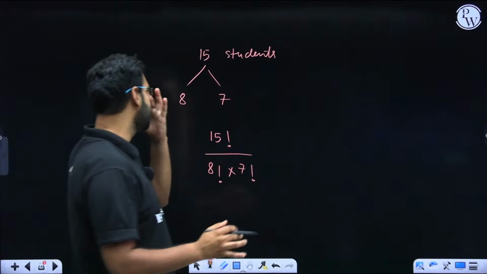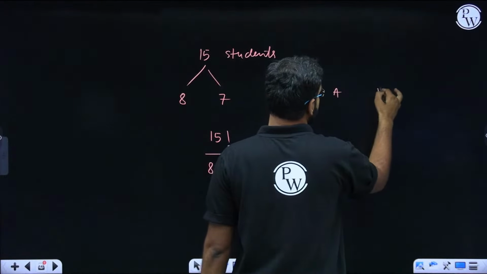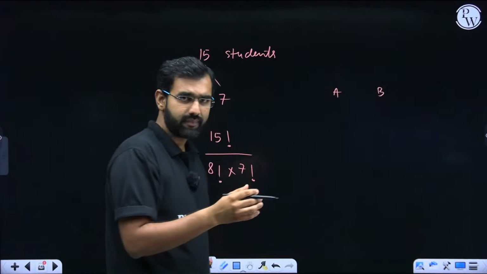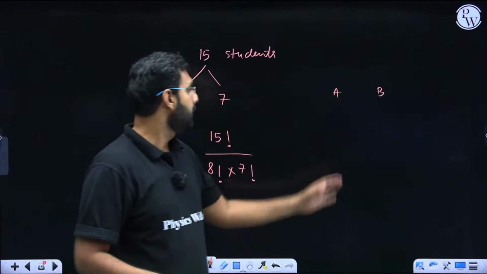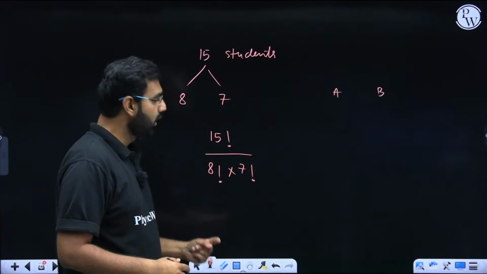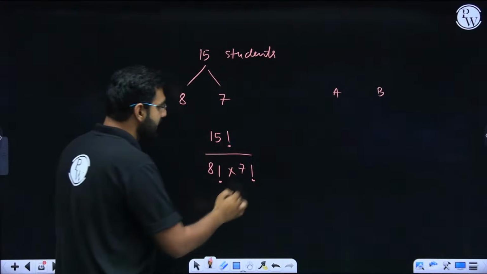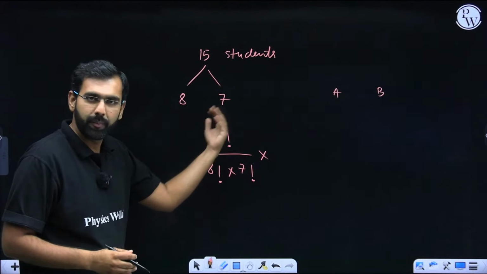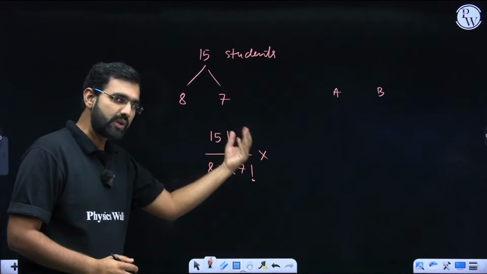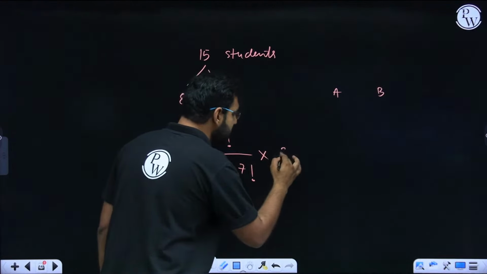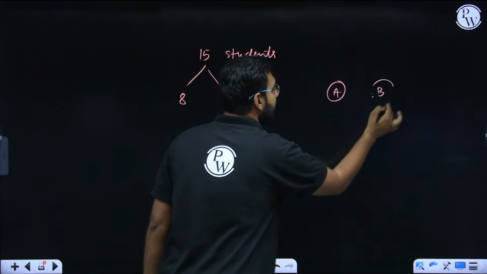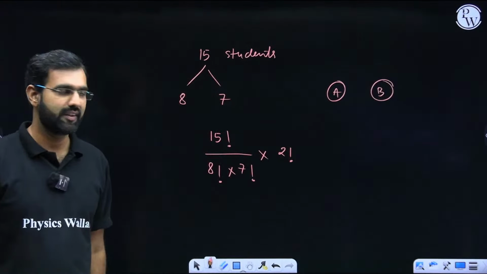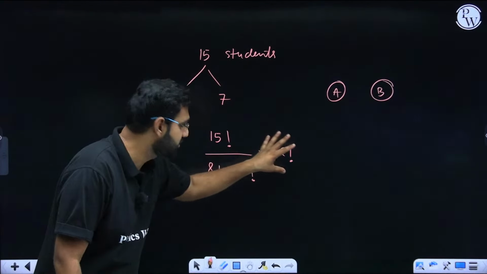But let's say the groups are A and B. So A can have size 8 or 7, B can also have size 8 or 7. So this is division. Now I can place these 8 students in either group A or B, and these 7 students in either A or B. So these two groups can be arranged in 2 factorial ways. So this is division and this is distribution.